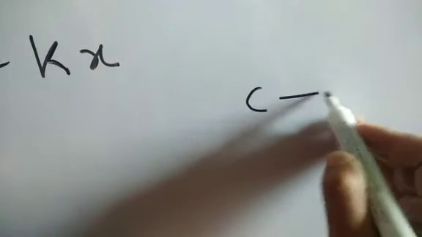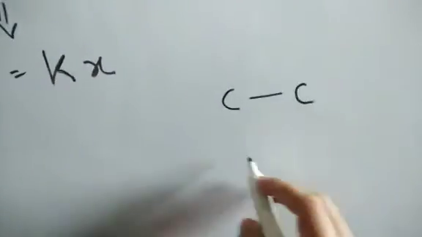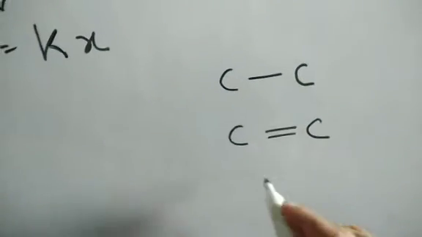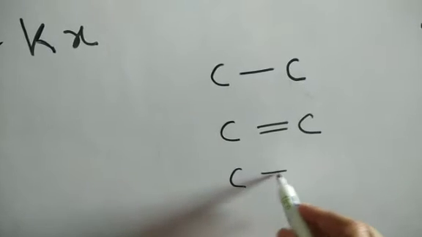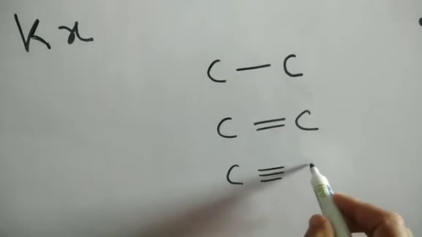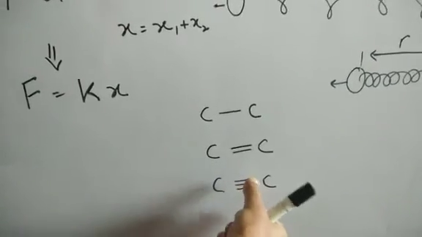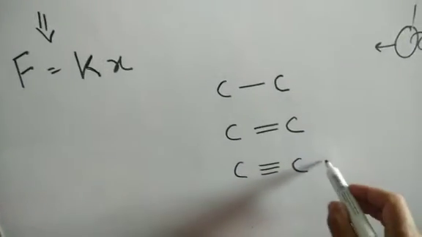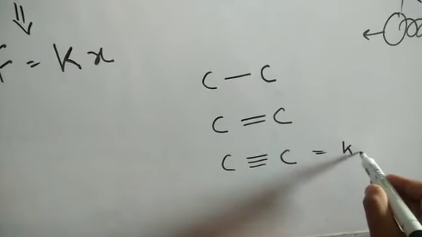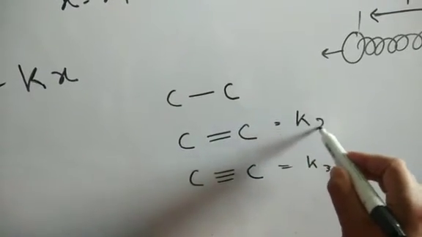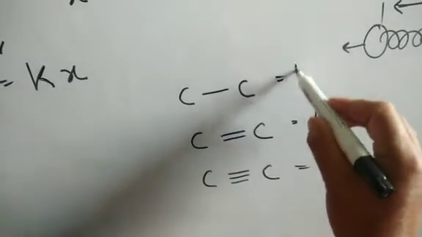You have C single bond C. We have C double bond C. We have C triple bond C. Again we'll discuss this later, but यहाँ पे just basics. इस case में it's a triple bond, it's a stronger bond. So if we see the force constant is K3. In this case, the force constant will take as K2. In this case, if we say force constant is K1, so since it's a stronger bond, the force constant will be more in this case.